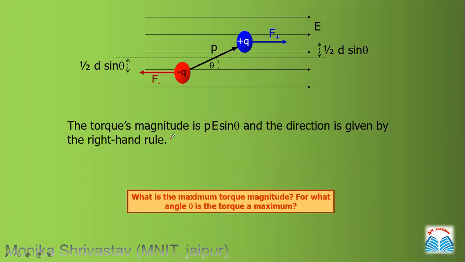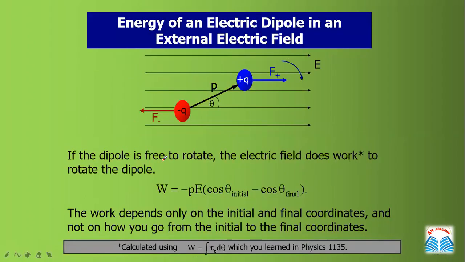The torque's magnitude is p E sine theta, and then the direction. So what will be the direction of the torque? We can find the direction of torque by the right hand rule. What is the right hand rule? We will study it in our magnetostatics part, because there the rule is more important to derive the forces in a magnetic field.